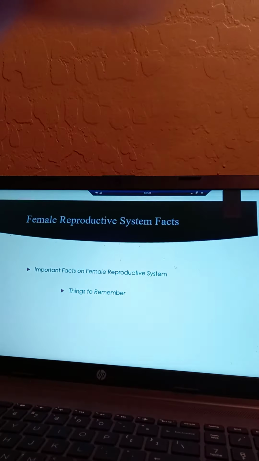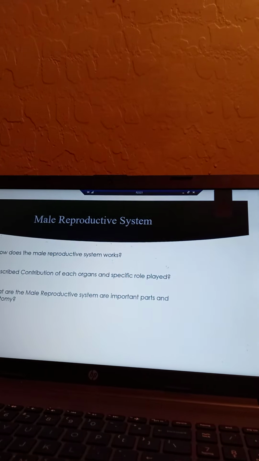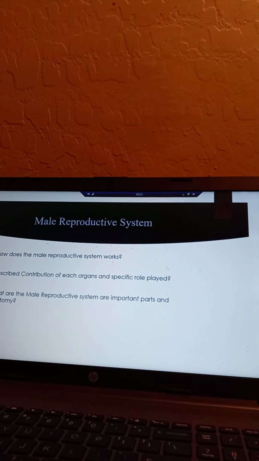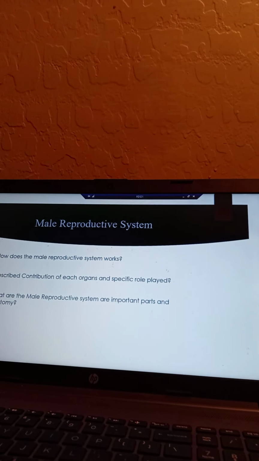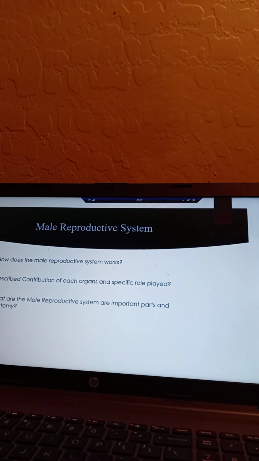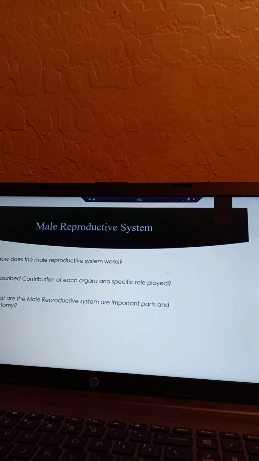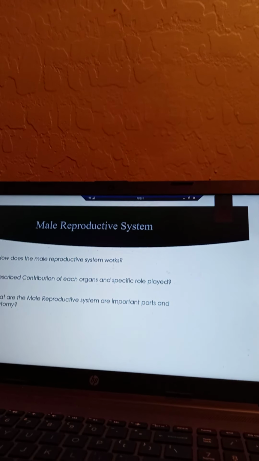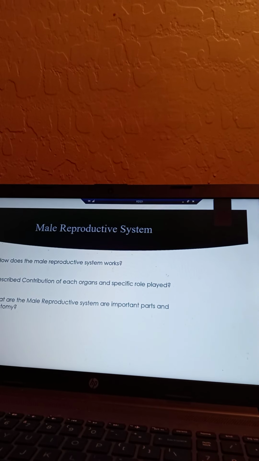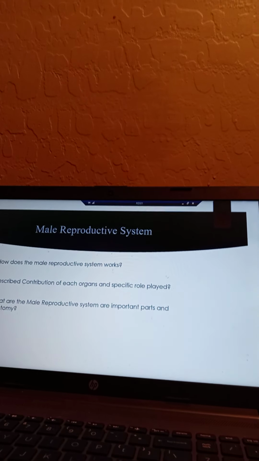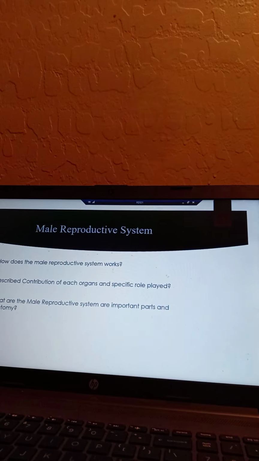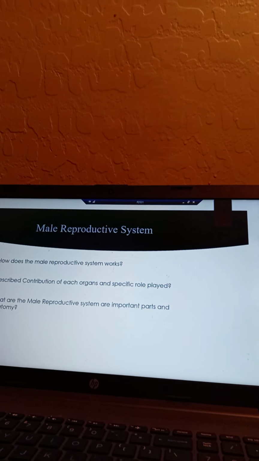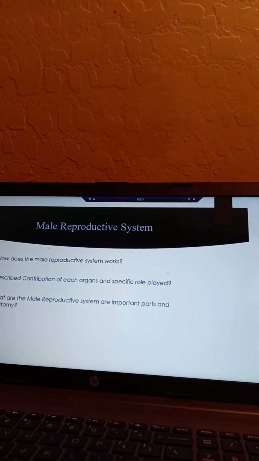And we're going to move on to the male reproductive system. Basically, I had the same questions to follow. How does the male reproductive system work? Describe the contribution of each organ and the specific roles at play. And what is the male reproductive system? Like, what are the important parts in the anatomy?